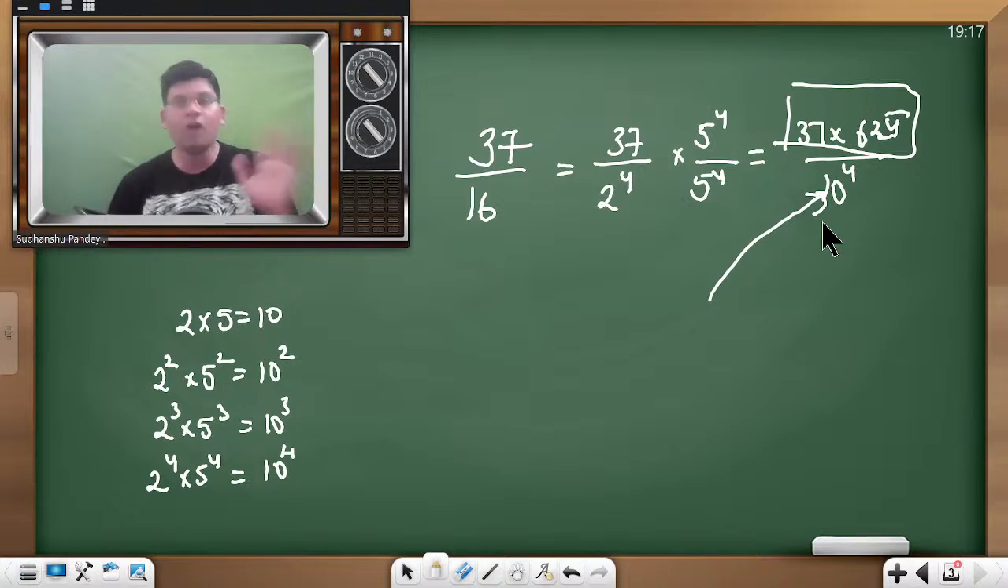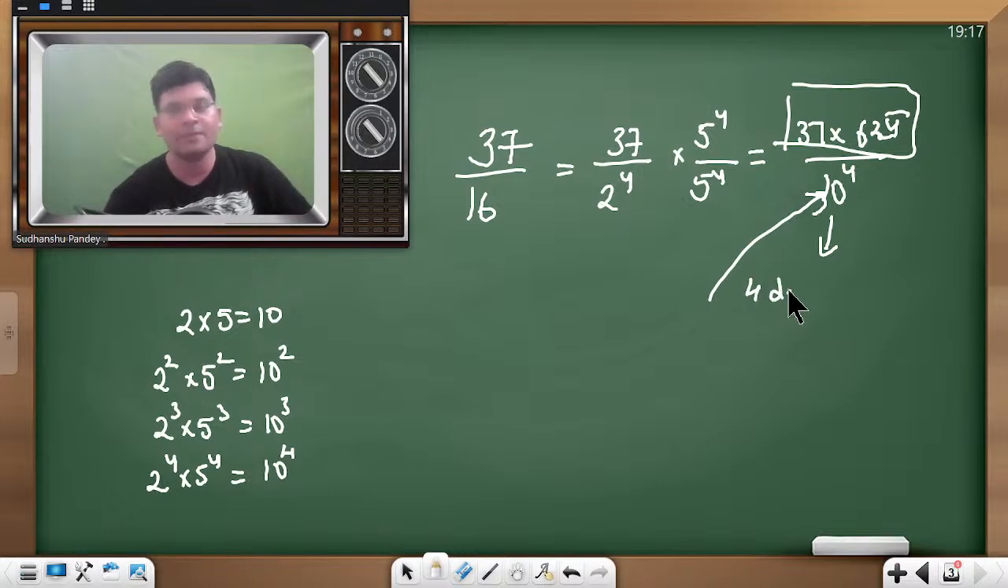The moment we get 10 in the denominator, this is terminating. How many decimal places will be there in the final answer? If somebody asks you, how many decimal places are there? So 4 decimal places. The power of 10 will decide how many places of decimals there are. Are you getting it? Yeah. And in fact, not the power of 10, but the highest power of 2 or 5.